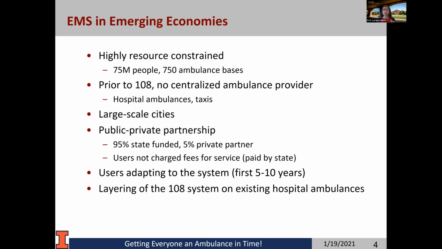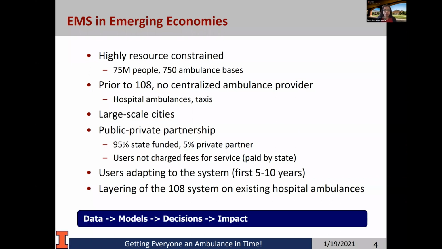And so you have this interesting framework of this 108 centralized system that's layering on top of these existing hospital ambulances or taxis or other existing frameworks in the system. And I'll focus on these different aspects. In fact, I'll bring about what are the unique aspects that are different from, let's say, other mature emergency medical service systems across the world. And I'll bring about this sequence. I'll talk about the data a little bit, how data was used, what kind of mathematical models were used, and what kind of decisions we aim to make using those mathematical models, and finally, what the impact was of such mathematical models.